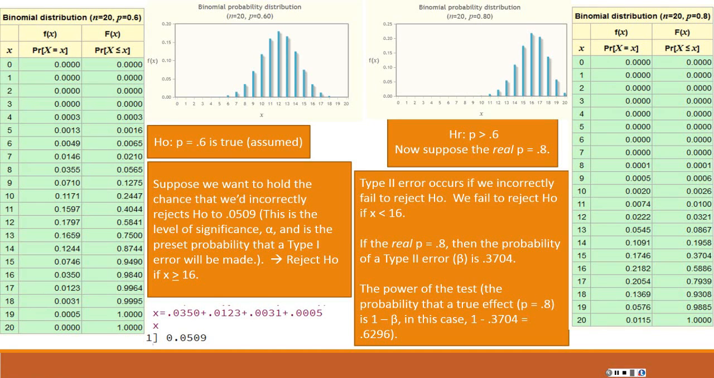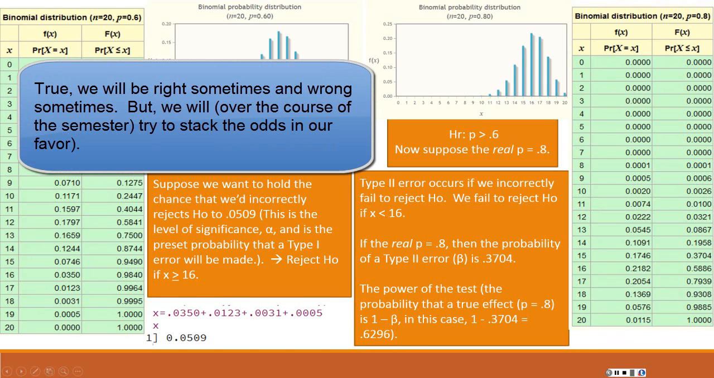I'm going to set as a rule, reject H0 if I get 16 or more shoppers that have gone into the store. And if I get 16 or more, I'm going to then conclude that the research or alternative hypothesis is true. Sometimes I'll be right, sometimes I'll be wrong.